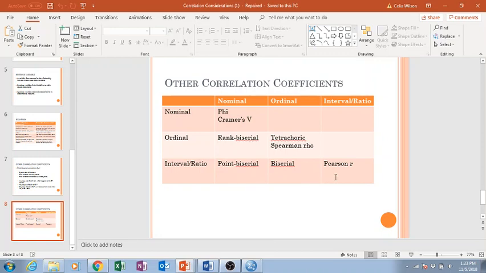All right, so that's the last little bit about correlation coefficients that I wanted to share with you, because I didn't want you to think that there was only the Pearson R. There are lots of other types of correlations you can run other than Pearson R.